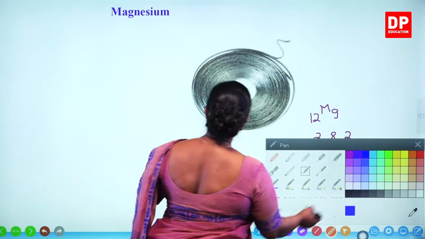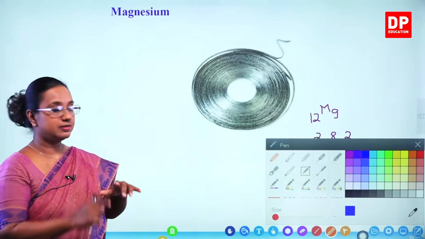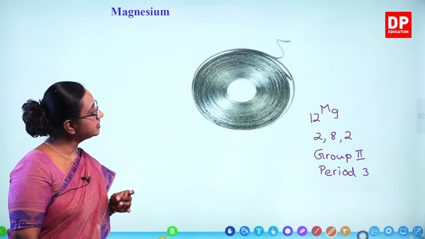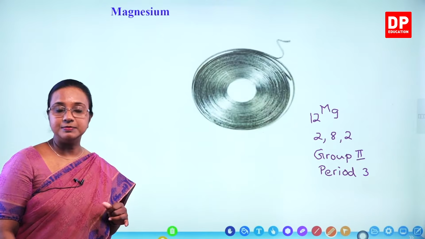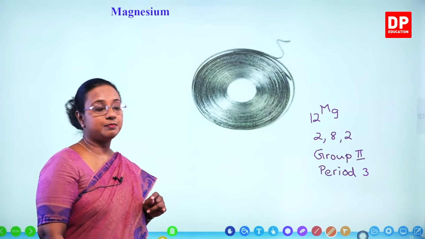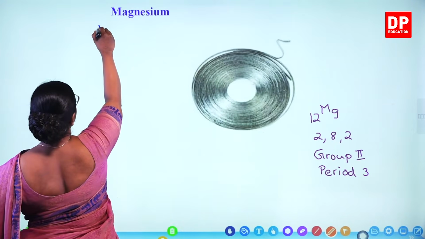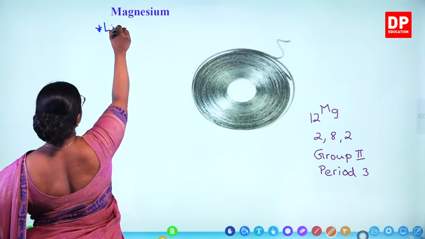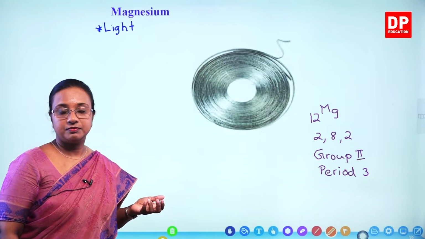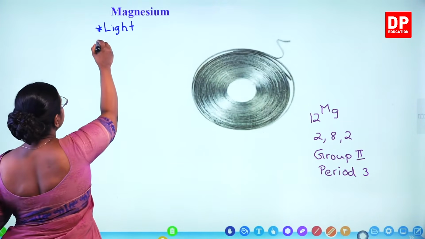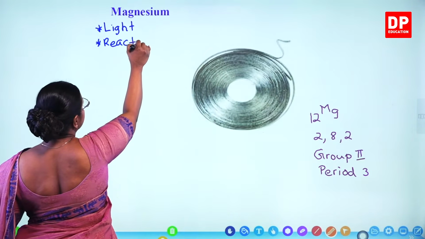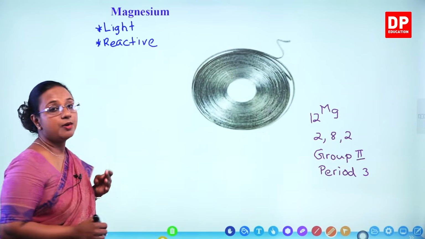As you can see, here is a strip of magnesium, a roll of strip of magnesium is shown to you. This is how we get magnesium in the lab. It is a very light metal, so it's a light metal and it is reactive. So because it is reactive, it does not exist as native metal.